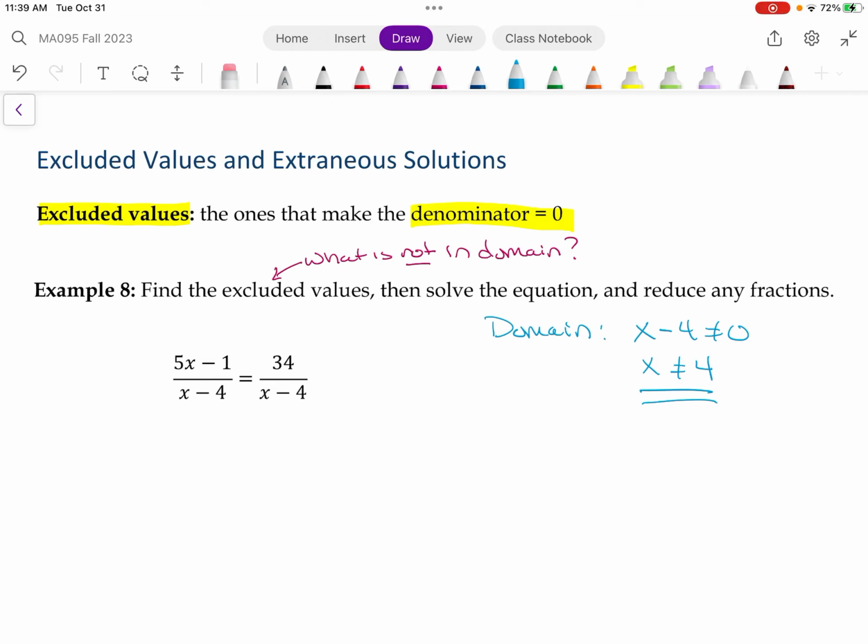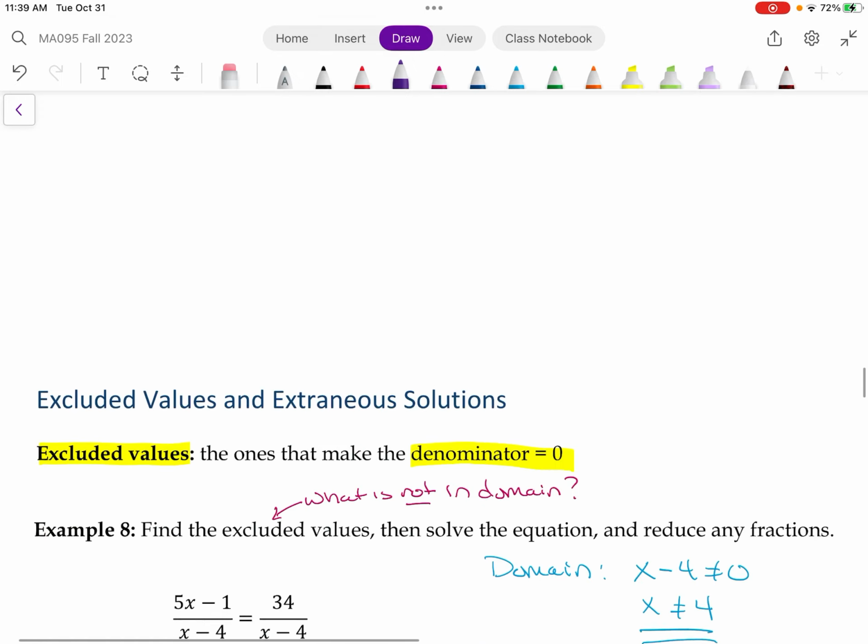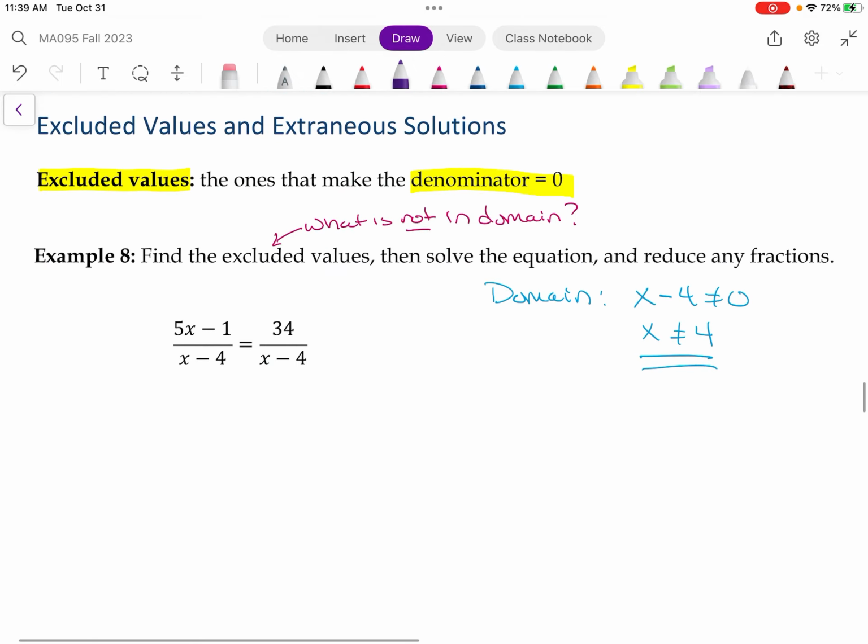All right, so let's start working on how to solve this problem. What would you do first? Should I cross multiply? Yeah, you could, but you're going to have a big complicated thing. And why would you? Because we just said right up here that if the denominator is the same, then the numerators must be equal. So in this case, we can just say that 5x minus 1 is equal to 34. And we have taken care of a lot of math that we don't have to do now.